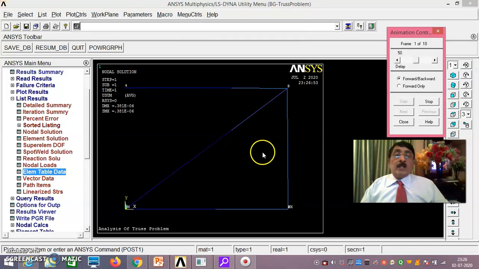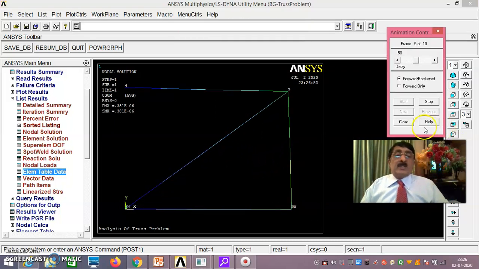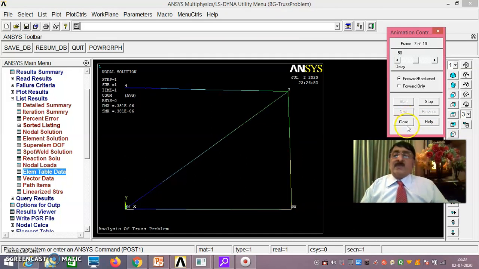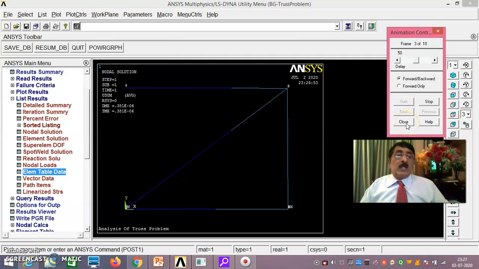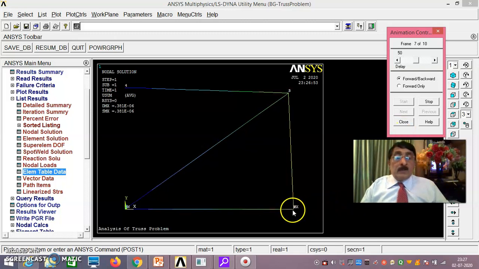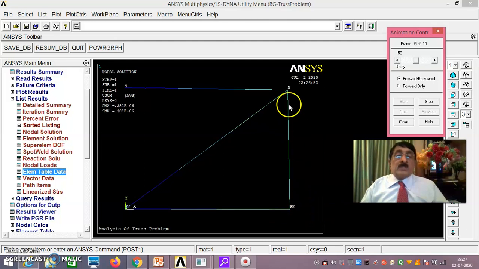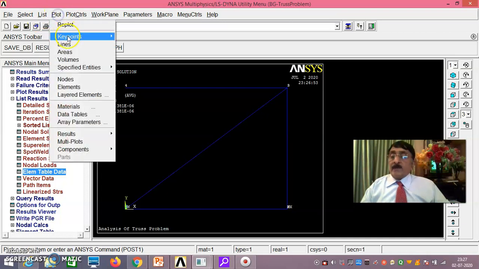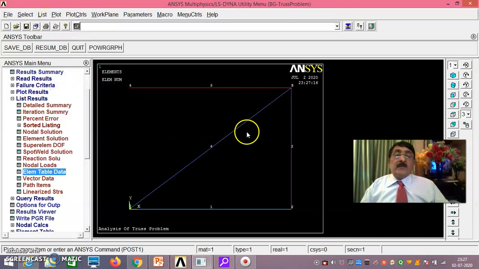See here, the animation also you can show, if they say. If they don't say, don't show the animation and all that. Because of the loading condition, you see here this being moved horizontally in the positive x direction. Everything is there. Then plot elements. Okay, everything we have done.